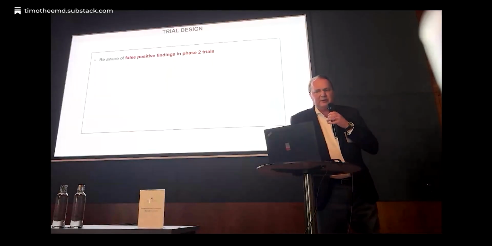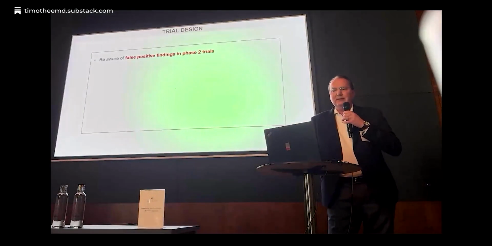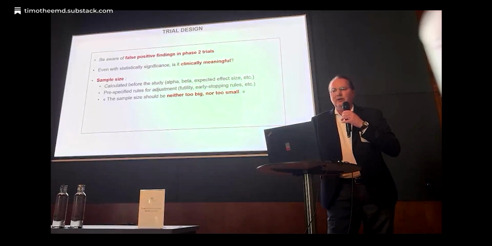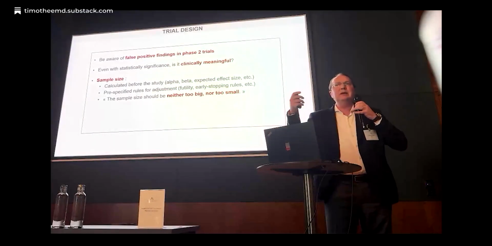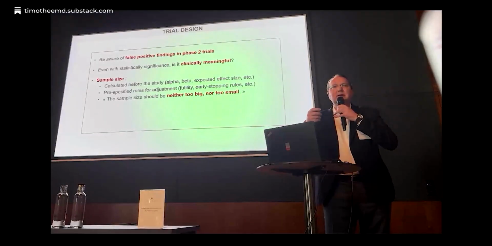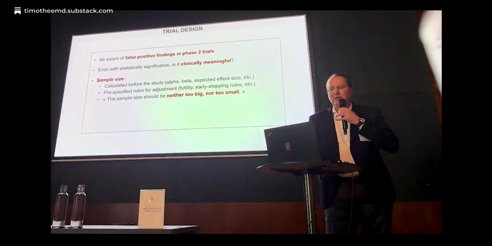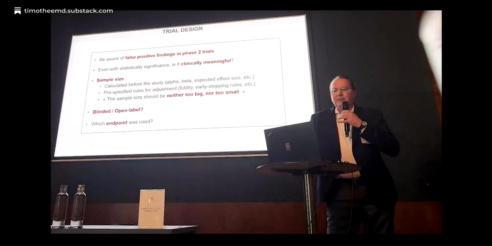So this is my conclusion about trial design. Be aware of false positive findings in phase 2 trials. This point I already talked about. Sample size should be neither too big nor too small. When it's too big, you can find statistically significant but trivial differences. I think this is a problem with the inflation of sample size, and with blind versus open.